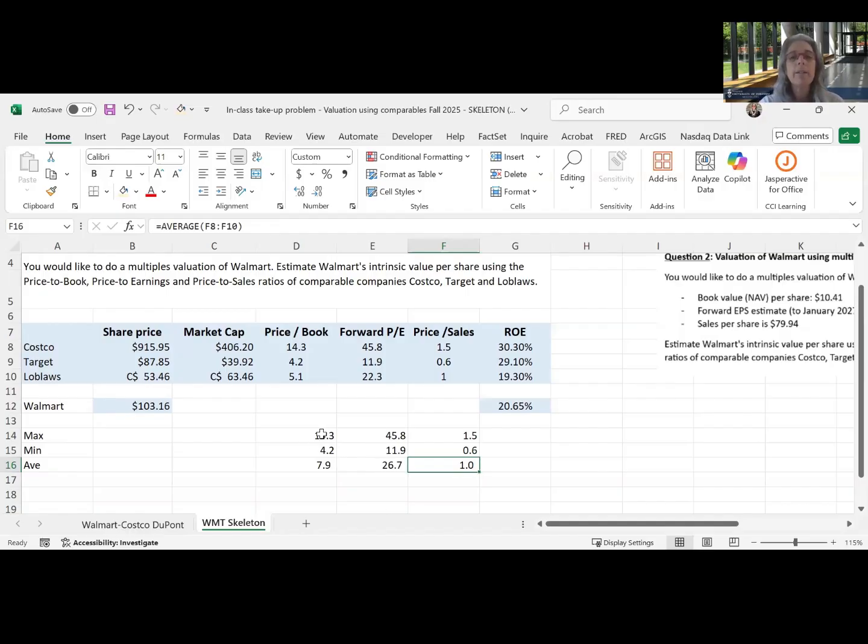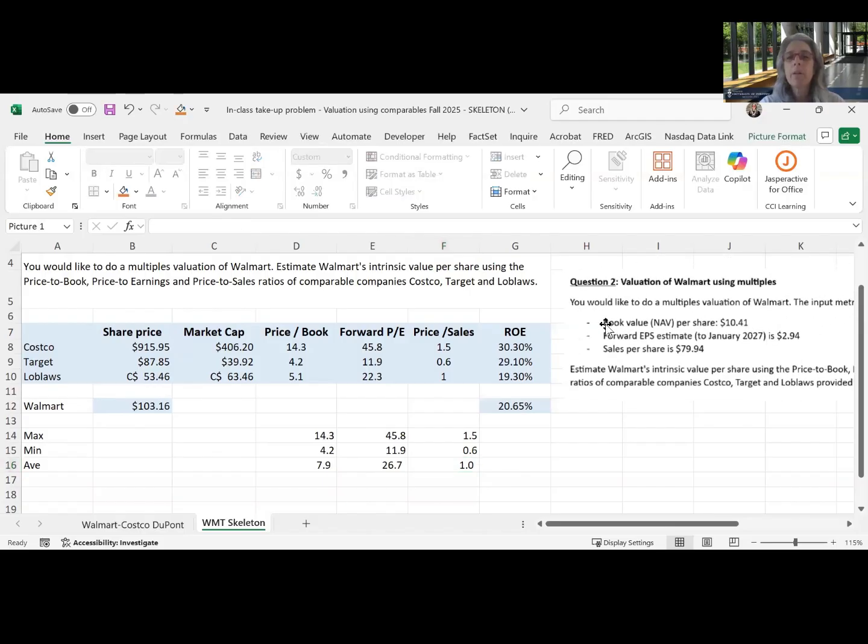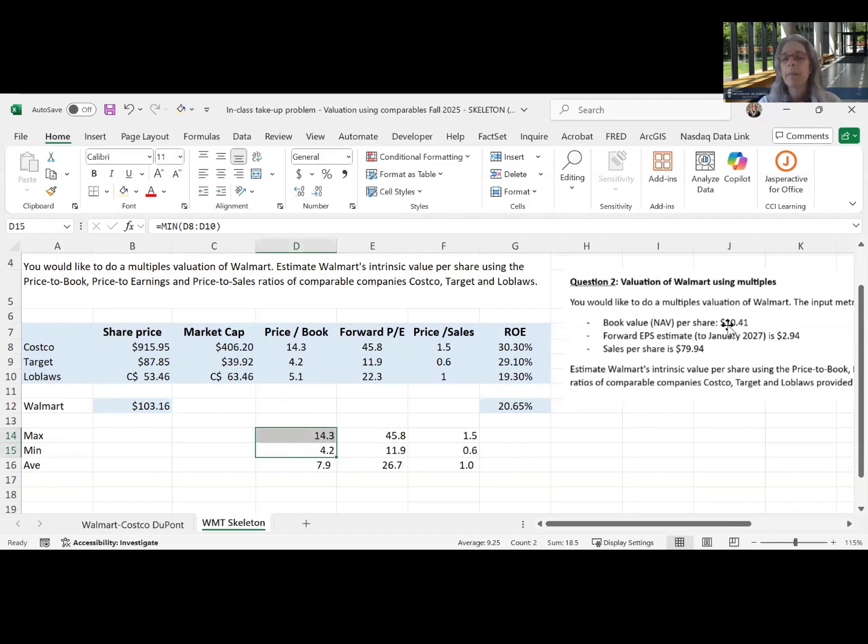So for example, Walmart has a book value per share of $10. So their equity on their balance sheet on a per share basis is $10 per share. Shares in this industry trade at between 4 and 14 times book value. So 4 times $10 is about $40. 14 times $10 is $140. So that would give me a Walmart share price of between $40 and $140 if they traded at a similar multiple to book value, and on average around $80.